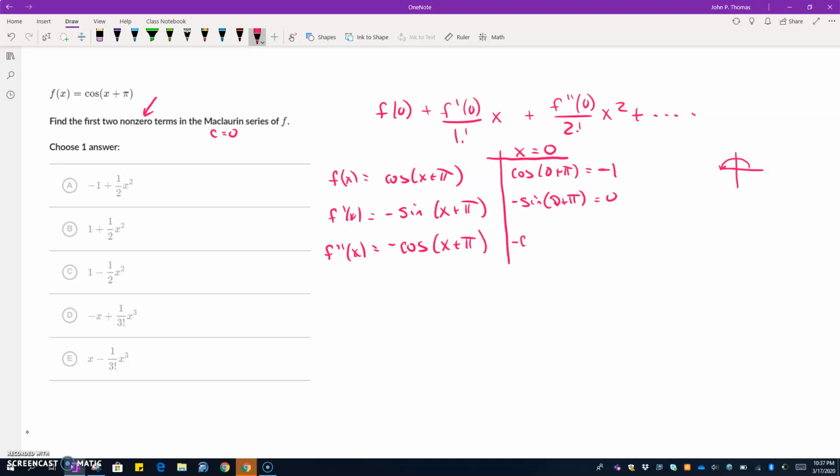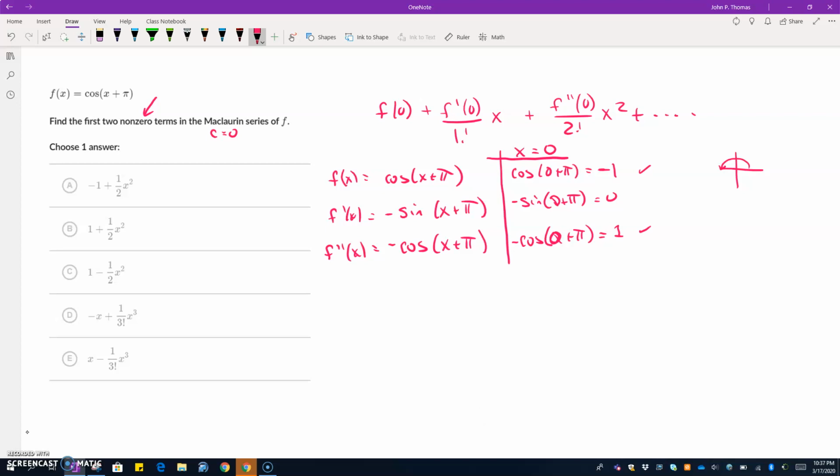All right, then I'll go to the next one, negative cosine of x plus pi, and we're going to make that x a 0. That's going to be negative 1, but it's the opposite of that, so we get a positive 1. All right, so right there I've established that I'm going to have two non-zero terms.